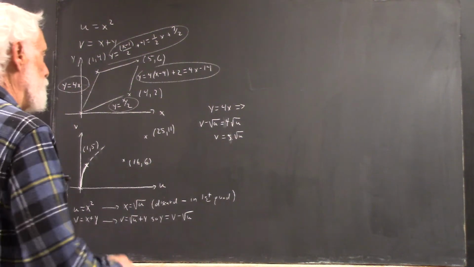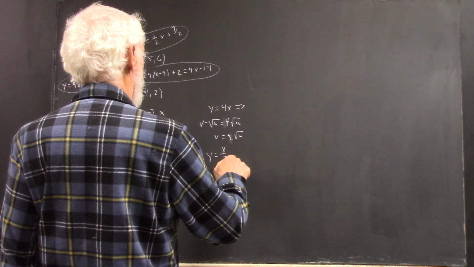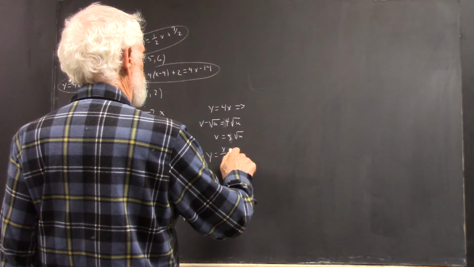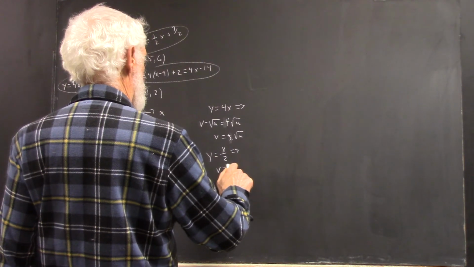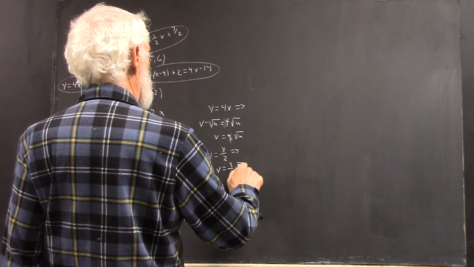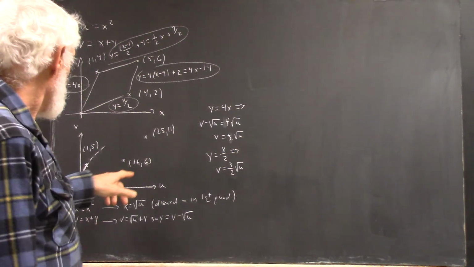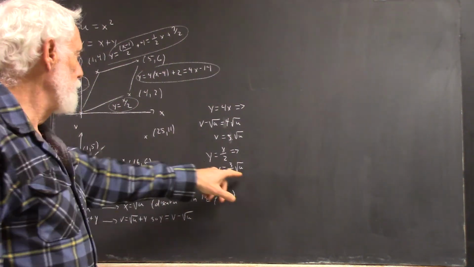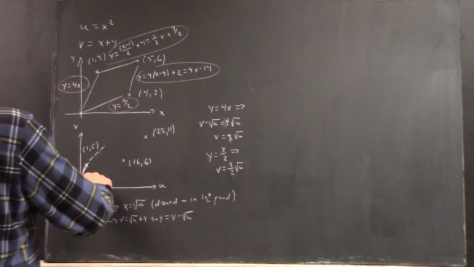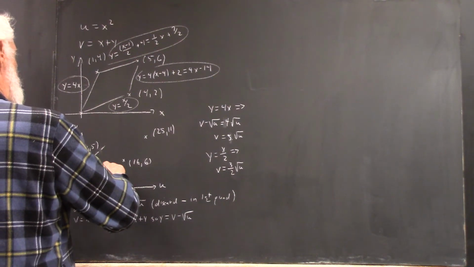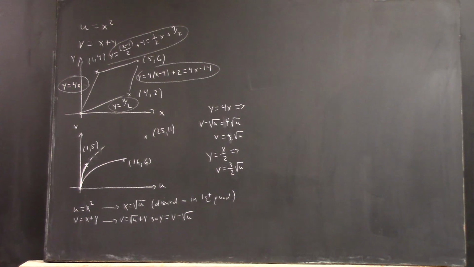And then we can do the same with the others. Y equals x over 2 implies that v equals 3/2 times the square root of u, and that works. If u is 16, the square root is 4, and 3/2 of that is 6. So that works. So we have, again, something in the shape of a square root graph.